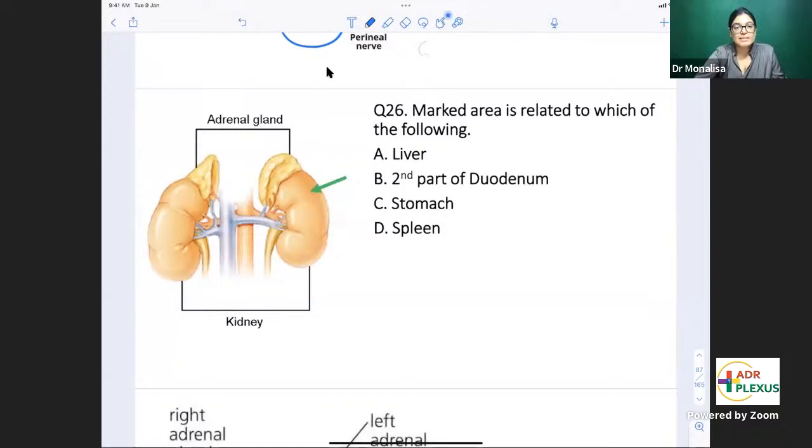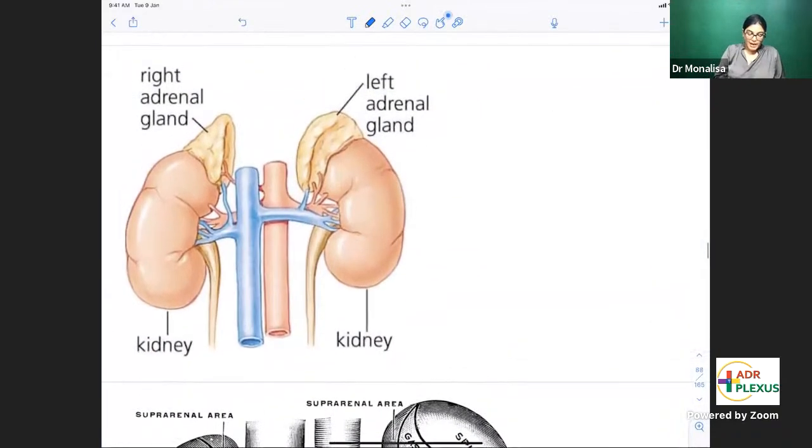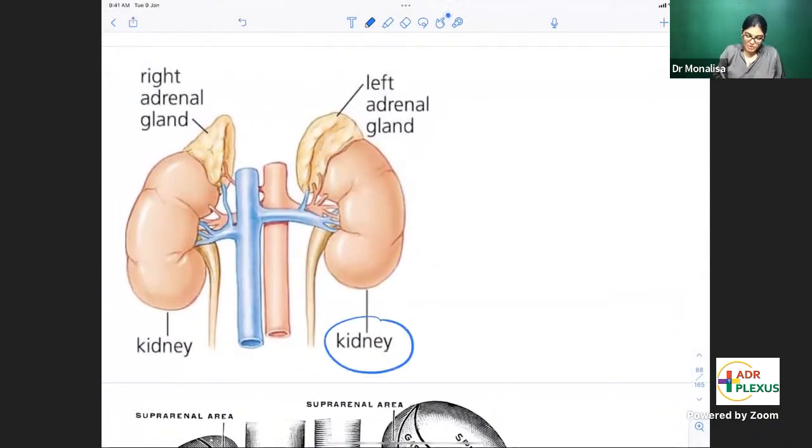D. Okay, I'm getting D as the answer. Spleen is the perfect right answer. Absolutely correct. So how are we going to identify the left or the right kidney? We identify it as the left kidney because of the shape of the suprarenal or adrenal gland. On the left-hand side it is semilunar. It is triangular in the case of the right.